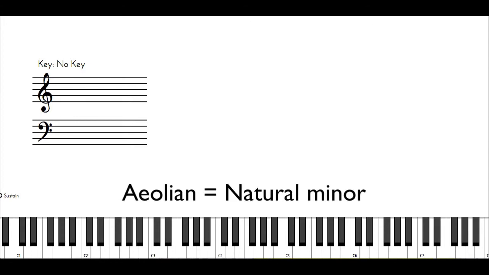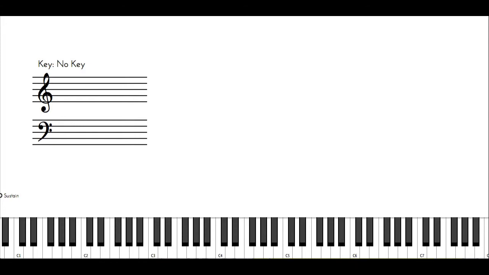If we look at the major scale first, C major, since it's the easiest, with no sharps or flats: C, D, E, F, G, A, B, C. All we would be doing is starting on the A and then going from A to A, keeping that same key signature with no sharps, no flats, which is C. So it would be A, B, C, D, E, F, G to A.